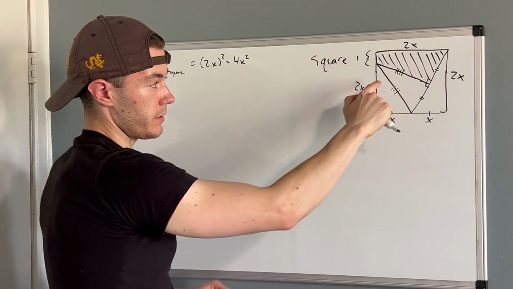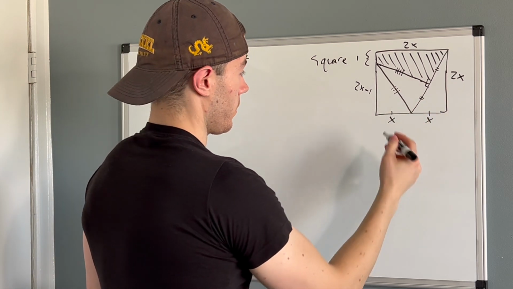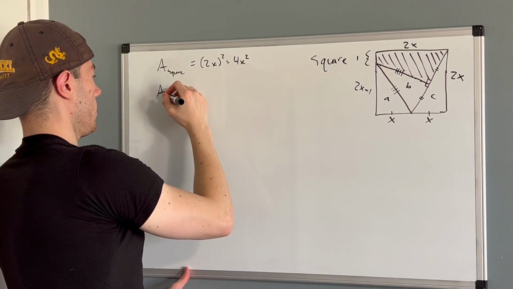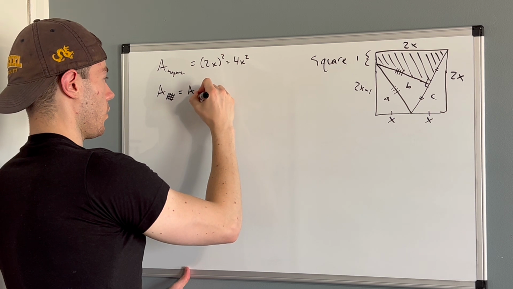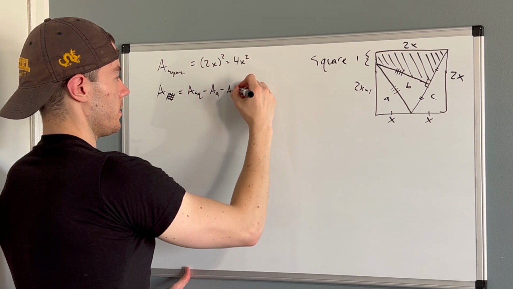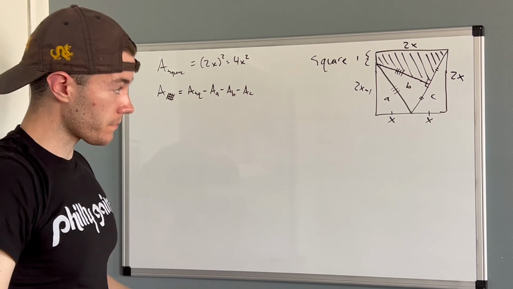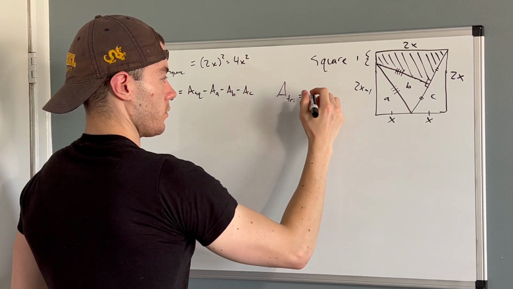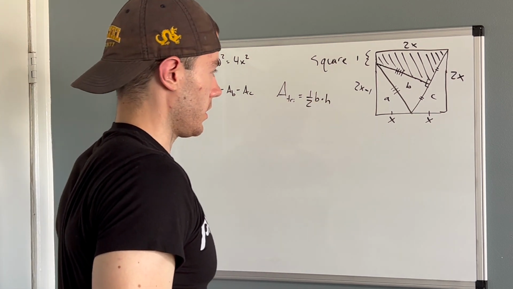And the area of the shaded region, again, is the area of the whole square minus the area of this triangle, this one, and this one. Let me call this one A, this one B, and this one C. So area of shaded region is equal to the square minus area A minus area B minus area C. So that's the ultimate goal, to get the area of the shaded region. The area of a triangle is equal to 1/2 base times height. Of course, we learned that in geometry.